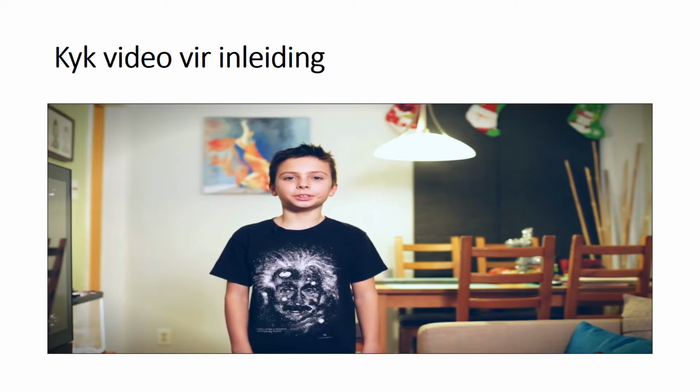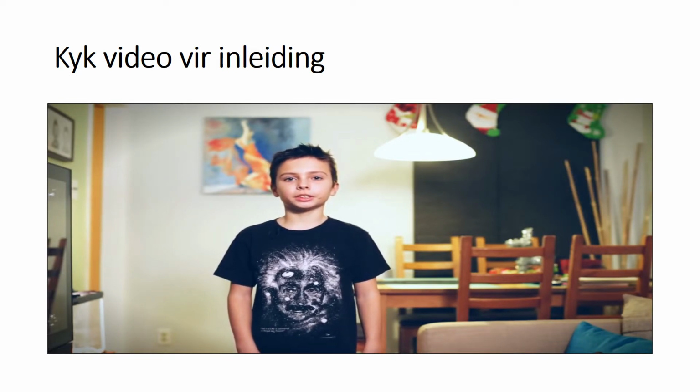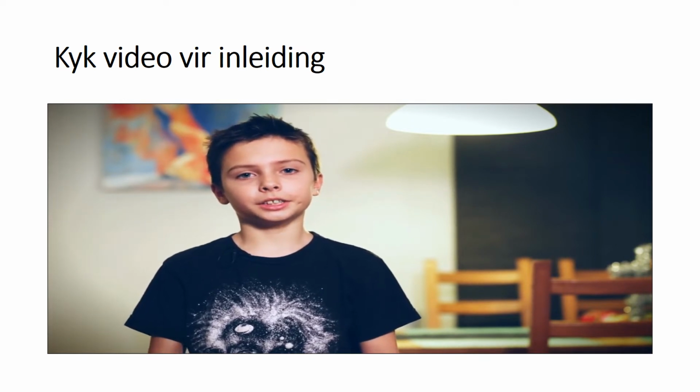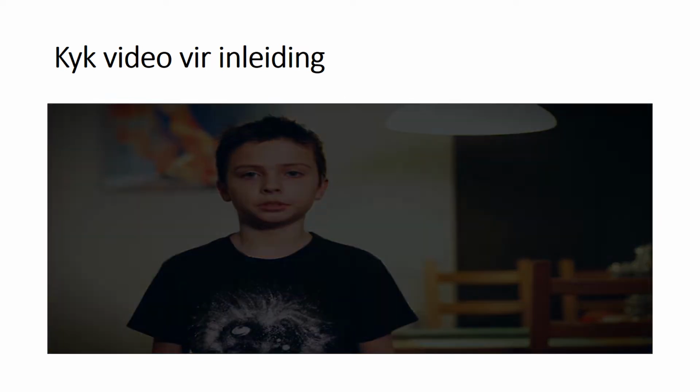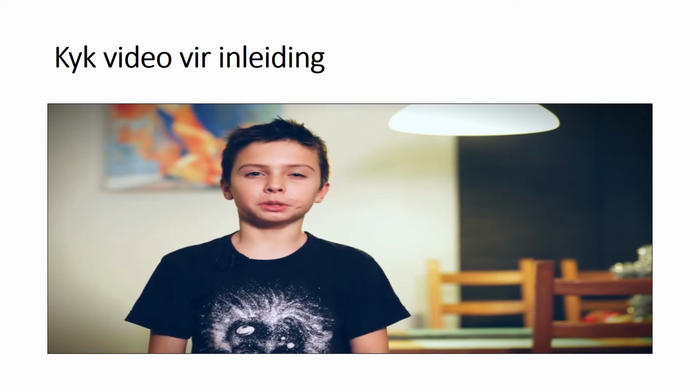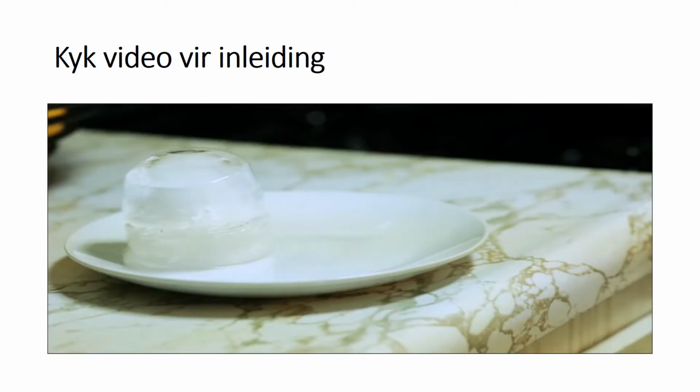Now I wanted to show you how certain objects can change their state from solid to liquid and liquid to gas. I also wanted to show you how different states of matter can interact. In order to do that, I will show you 2 experiments. For the first experiment, we will be using an ice cube and a hot pan.